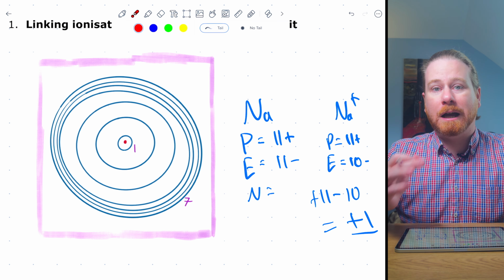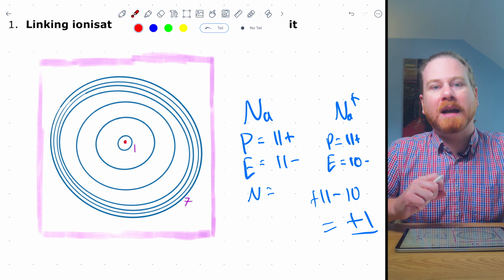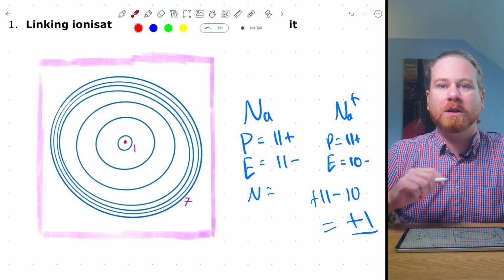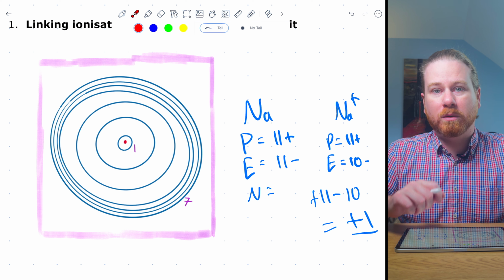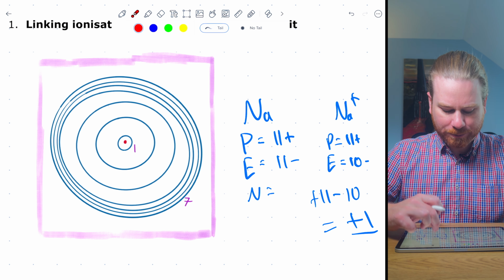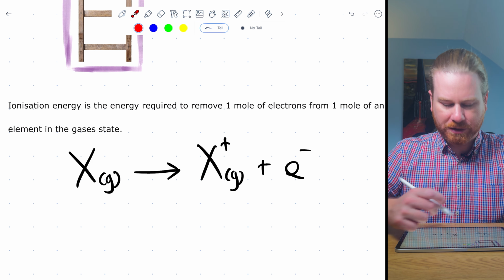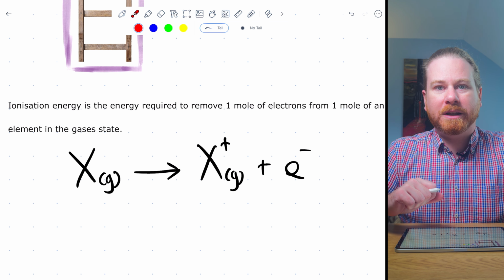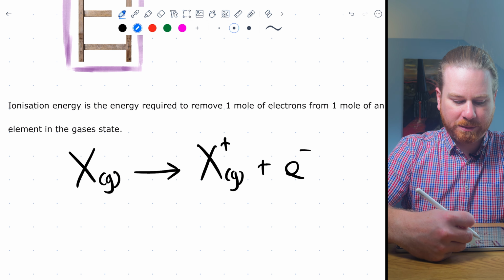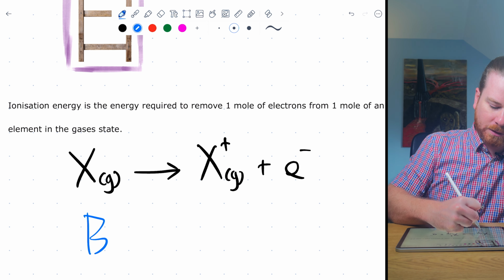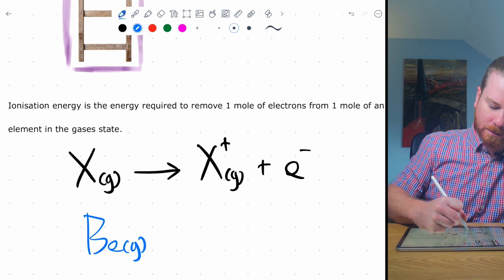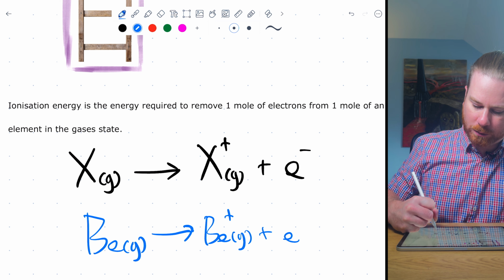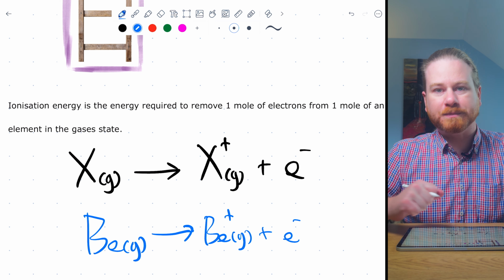This gives us our ionization energy. The ionization energy is the energy required to remove 1 mole of electrons from 1 mole of an element in the gaseous state. Here we go, this is just the generic equation. But we could use beryllium as an example, if we're going to do it for a specific element. Beryllium has to be in the gaseous state, becomes the beryllium ion, also in the gaseous state, plus an electron.